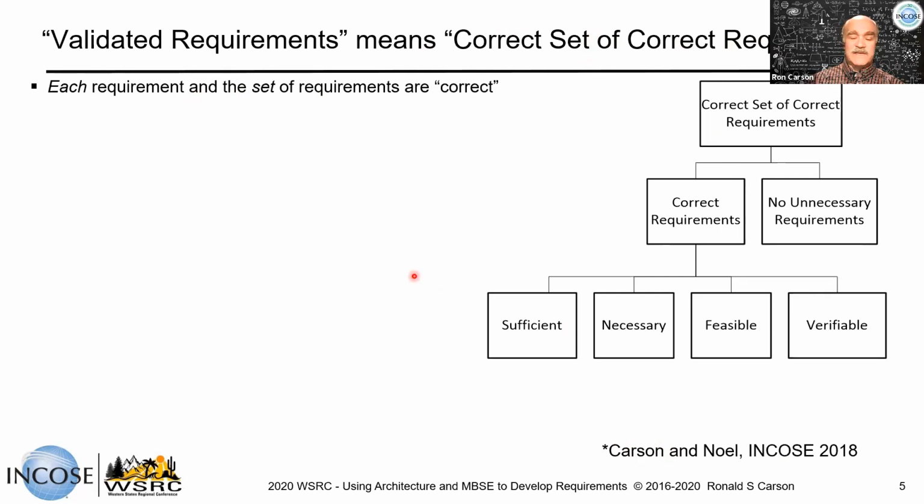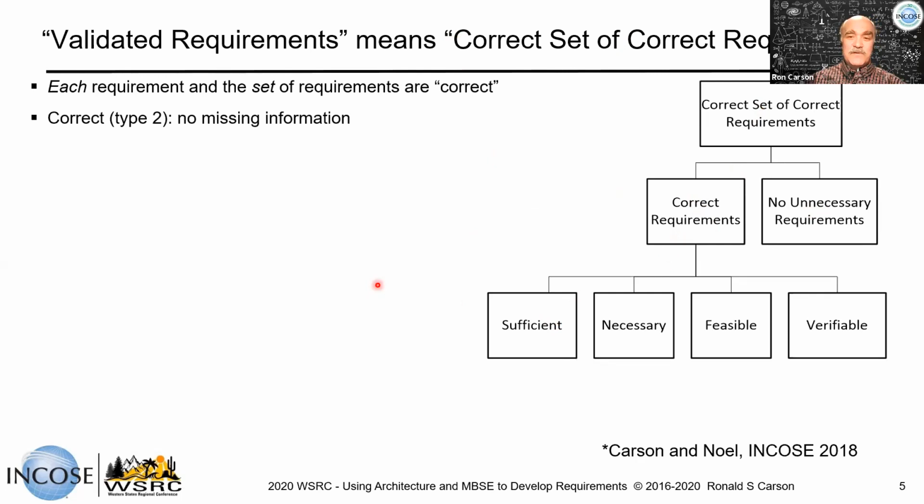You will find in the literature, you may see other terms. Commercial aviation industry uses correct and complete, but these terms are not disjoint, including in their guidance documents, because incompleteness is a form of incorrectness. So I've settled on correct set of correct requirements, meaning that each requirement is correct and the set of requirements is correct, meaning I only have correct requirements and I don't have any unnecessary requirements. Correctness inherently includes complete and applies to each individual requirement and the set of requirements.